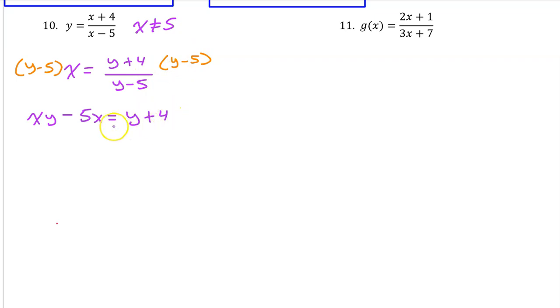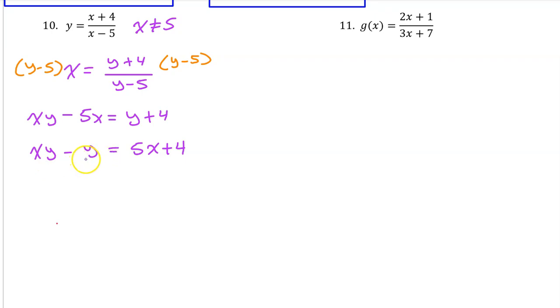We need every term that has a y in it on the left side of the equation, and every term that does not have a y in it on the right side of the equation. So I'm going to move this y over to the left by subtracting y from both sides, and I'm going to move this negative 5x over to the right by adding 5x to both sides. My ultimate goal is to solve for y. It's no good to have y in two different places.